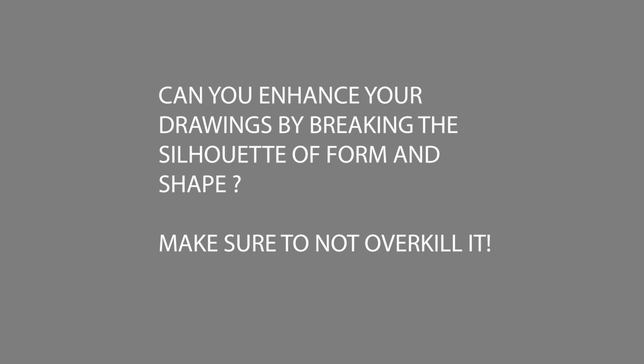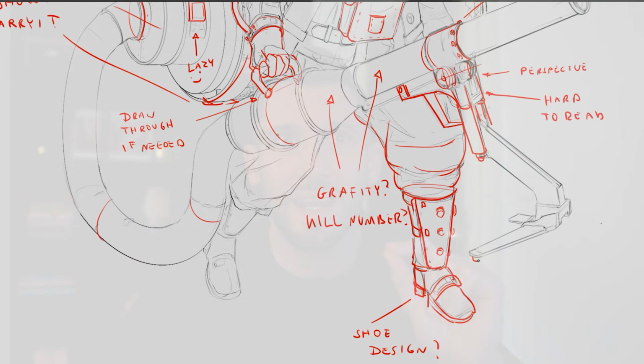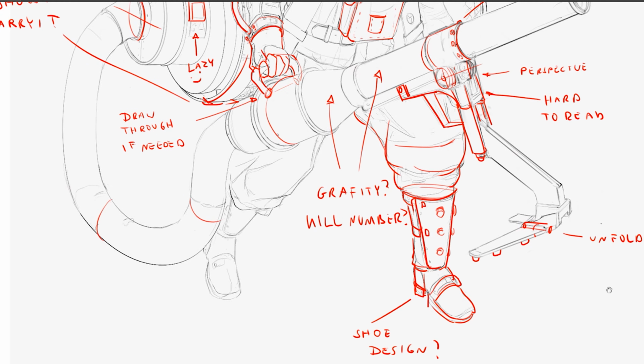Let's continue with the checklist. Let's assume you communicated form or perspective correctly. Watch out for elements that either break or don't break the silhouette. Sometimes you can enhance a silhouette by adding or continuing certain forms. This will create a very interesting visual rhythm.